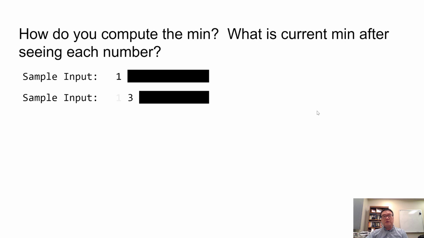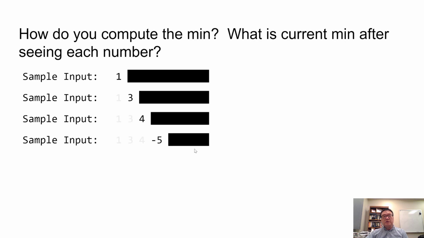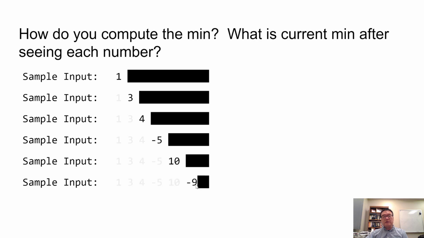So we just remember 1 on the side, and we see 4, so 1 is still smallest. We see -5. Now -5 is smaller than 1, so now we will remember -5. And we see 10, we still remember -5. We see -9. Because this one is smaller than -5, we remember -9. And then we see 1, 1 is greater than -9, so we'll just keep -9. And since we reach the end, -9 is the smallest.